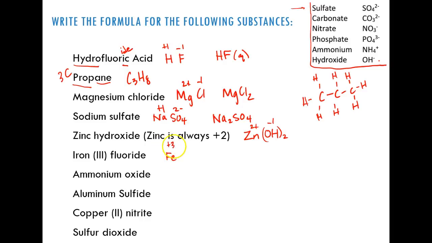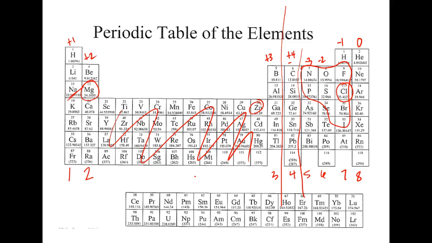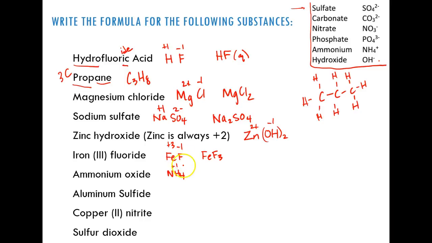Iron 3 fluoride. Iron is a transition metal. The Roman numeral indicates to us that its charge is +3. Fluoride is F -1, and so we'd crisscross that to get FeF3. Ammonium oxide. Ammonium is a polyatomic ion. That's NH4 with a +1 charge. Oxide comes from oxygen, but when it's an ion, it picks up that ide ending and is a -2 charge. So after the crisscross, it should be (NH4)2O.